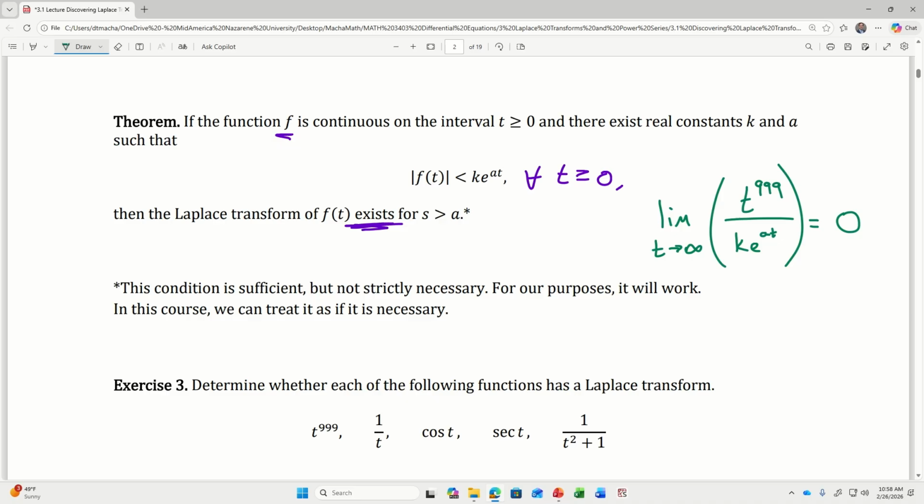So 1 over t doesn't grow, it actually shrinks. So it's definitely going to grow more slowly than that exponential function. But why did you say no? Because t can equal 0. Right, yeah. We need my function to be continuous on the interval t greater than or equal to 0. But if t is equal to 0, this function is not continuous there, right? We've got a discontinuity at t equals 0. So the first one is a yes, the second one's a no.